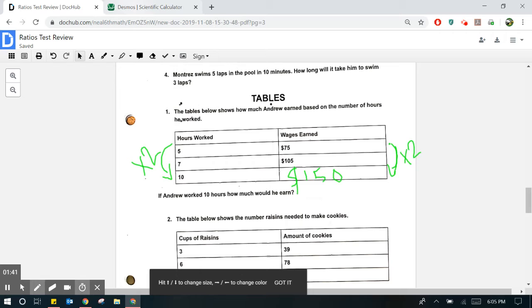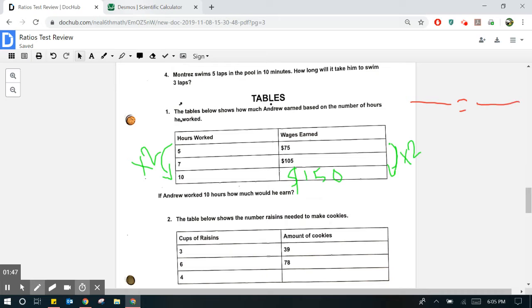The other way you could have set this up is you could have taken any of these numbers. I'm going to do this other one in red, and set up fraction bar equals fraction bar. We've got 5, and that's hours, and then we have $75. And then we don't have anything there. That's a box, but that's definitely dollars. And then we have 10 hours.